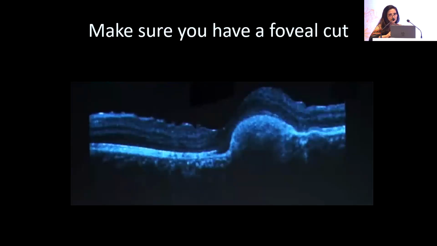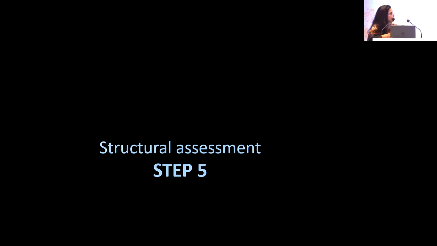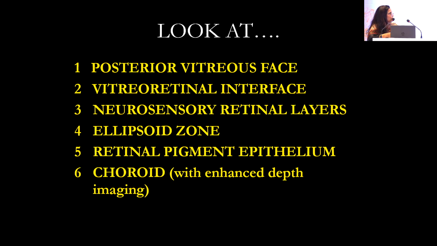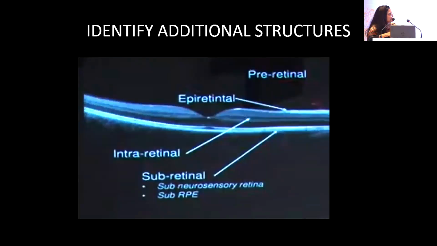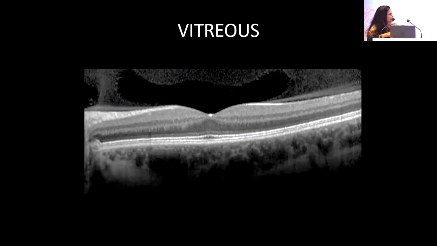So it's a good idea to turn off the room lights, ask them to occlude their good eye, and make sure that you have a cut right through the fovea itself. So in the structural assessment, you look at the posterior vitreous, look at the OCT layer by layer, look at all the layers now. So identify any abnormal structures that you have.